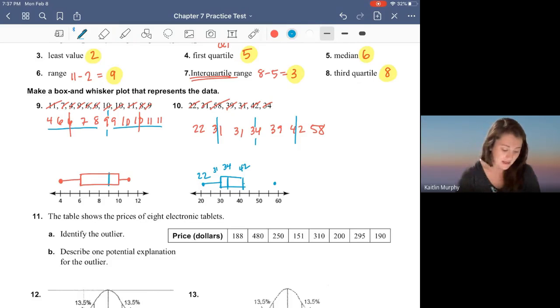So on number 9, I didn't label those points because this number line is just counting by 1. So it's pretty clear where we're going with that. But on number 10, where we kind of have these weird numbers and it's counting by 5s, I think it'd be a good idea to place the numbers up above to make it really clear what you're doing.